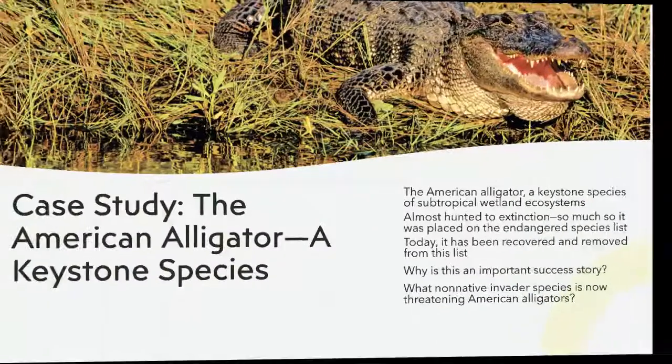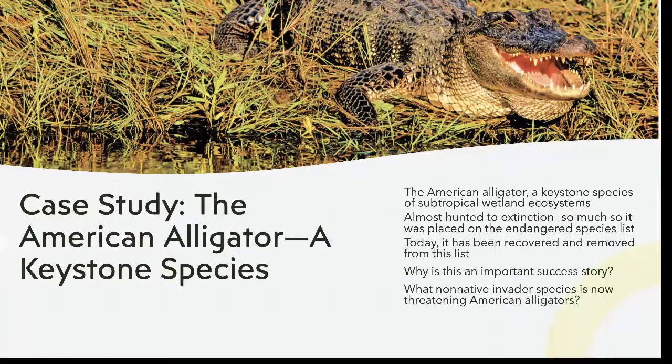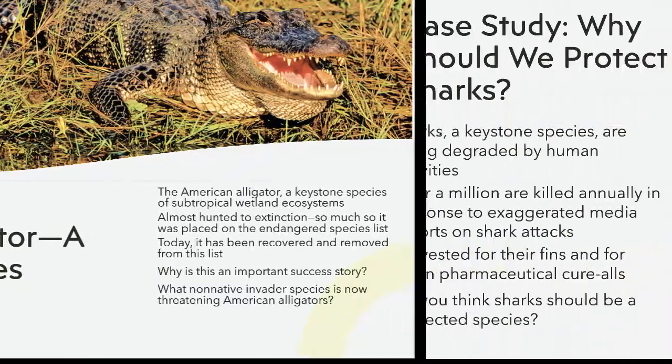So there's a super cool case study on the American alligator, which is a keystone species in a subtropical wetland ecosystem. It was almost hunted to extinction, so much so that it was placed on the endangered species list. The good news is that today it has been recovered and removed from this list. But why is that such an important success story? I want you to think about that as you read through the case study. And I want you to also think about what non-native invader species is now threatening the American alligator.